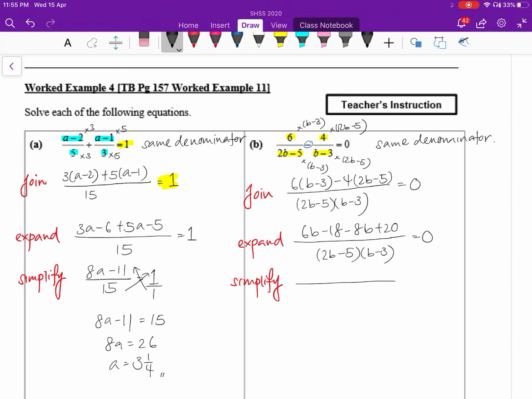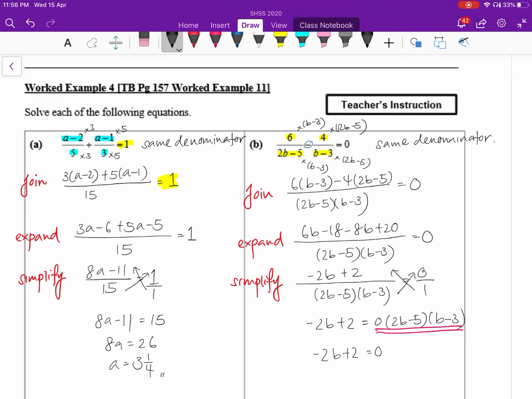I'm going to simplify. 6b minus 8b is minus 2b. Minus 18 plus 20 is plus 2. Over 2b minus 5, b minus 3 equals 0. 0 is 0 over 1. I can cross multiply over here. When I cross multiply, I'll get minus 2b plus 2 equals 0 multiplied by 2b minus 5, b minus 3. Always take note, 0 multiplied by anything will give you 0. And you're left with minus 2b plus 2 equals 0. Minus 2b equals minus 2. b equals 1. And you're done.